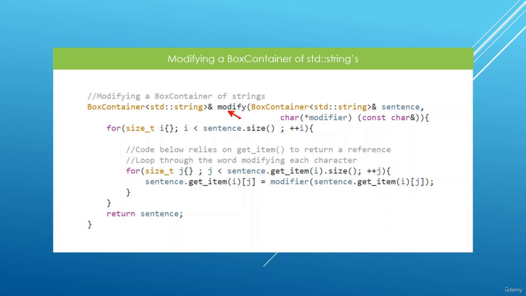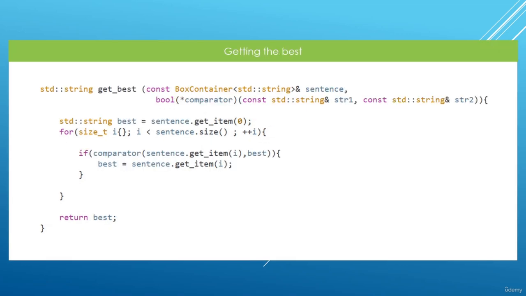This is the modify function, which is going to be working on a box container of std strings, and we're going to be using this callback to modify things, either encrypting or decrypting. You're going to choose whatever you want. And we're going to see that we can also use Lambda functions as callbacks with this function here. So let's go down and look at another example.